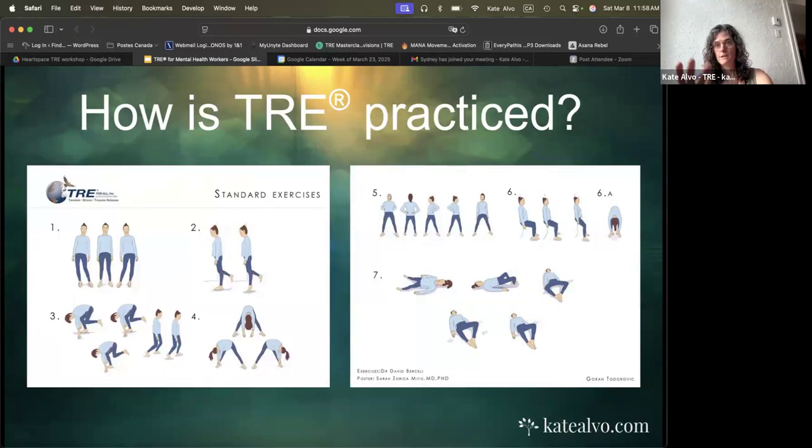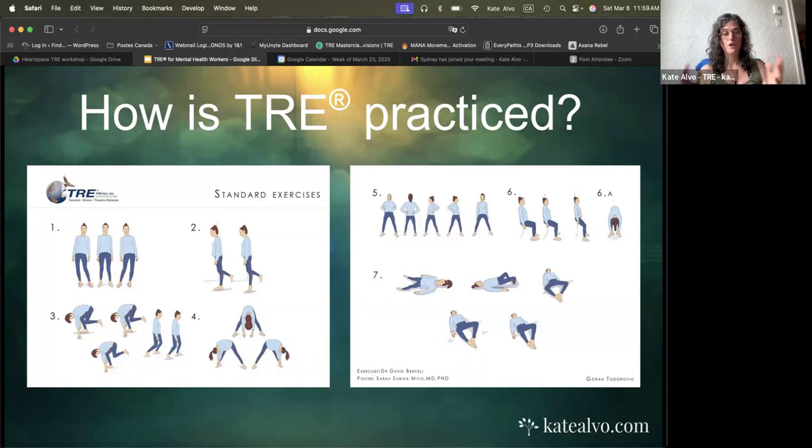Okay, so I'm getting to the end of the presentation part. Here, just to let you know how TRE is practiced: basically TRE was designed as a set of 7 exercises that gently fatigue and stretch the muscles in order to trigger the body's tremoring mechanism.